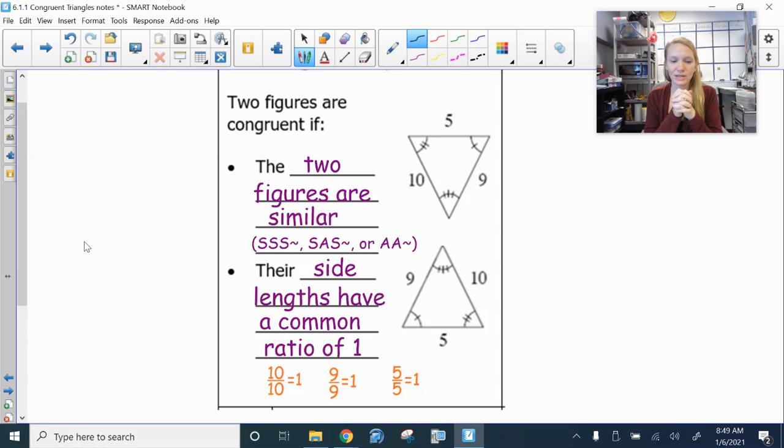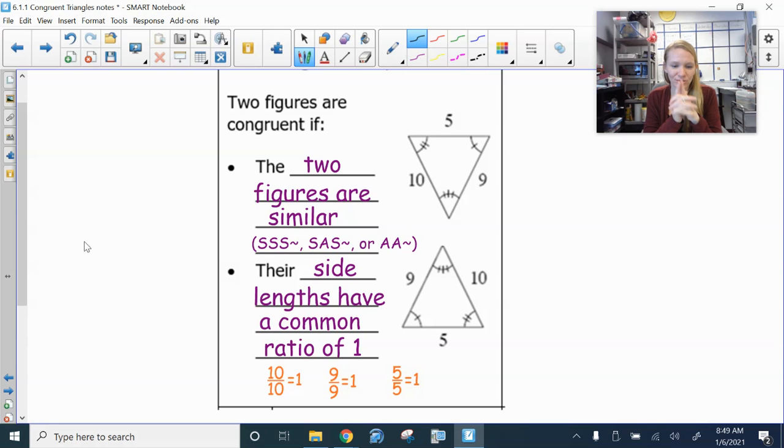Okay, so two figures are congruent if they are similar. So that's our side-side-side, side-angle-side, or angle-angle. This is just a quick review of what we just talked about. And their side lengths have a common ratio of 1. So a zoom factor of 1 or a 1-to-1 ratio might be a shorter way to say it.